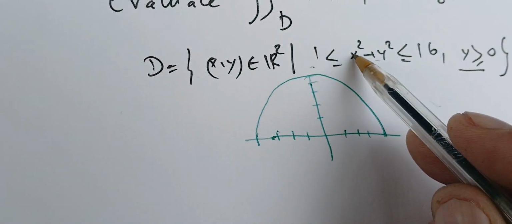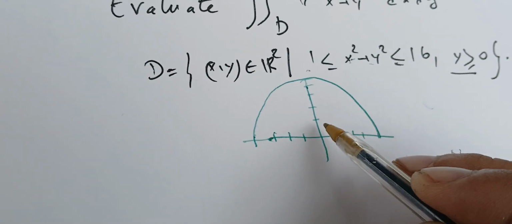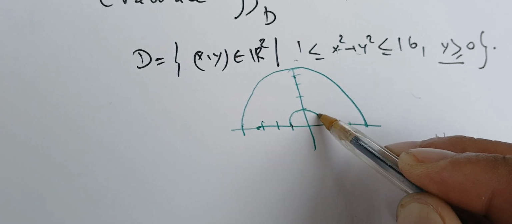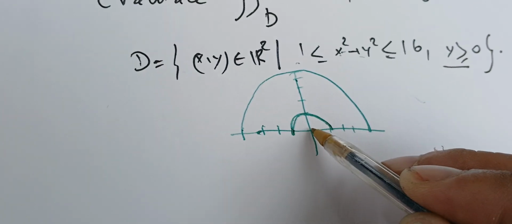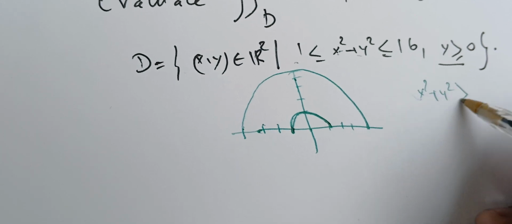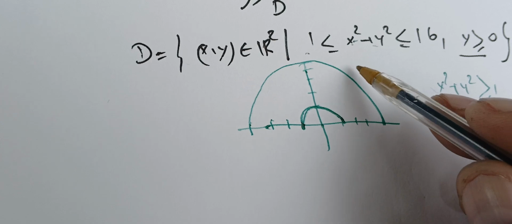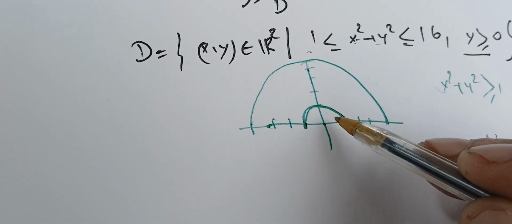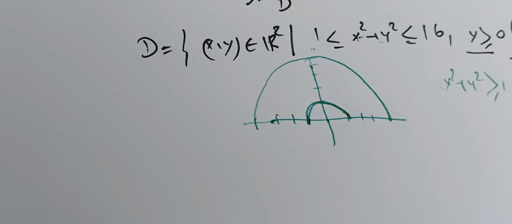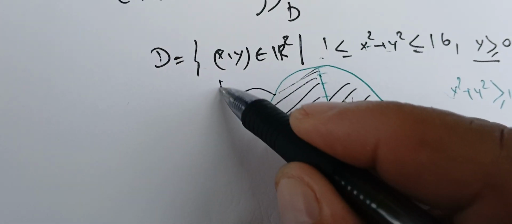And also we have x squared plus y squared bigger than 1, so this is the outside of the unit circle. So this is my unit circle here, having radius 1 and centered at the origin, but x squared plus y squared bigger than 1 is the outside. So this is the outside of the unit circle and the inside of the circle centered at 0, 0 and having radius 4. Therefore my region is this one here. So this is my D.